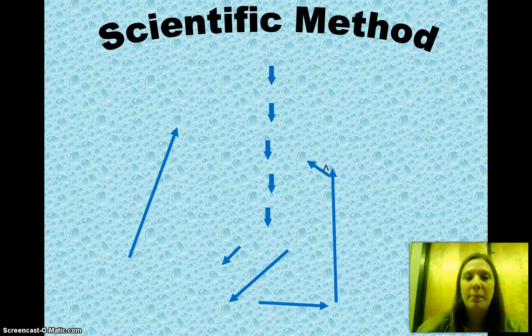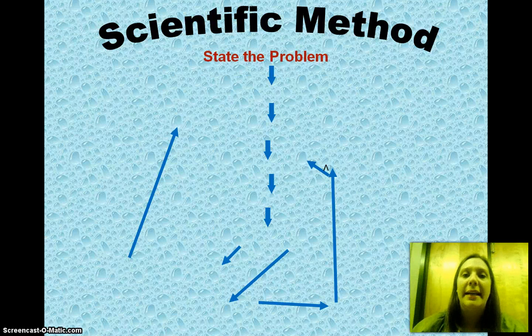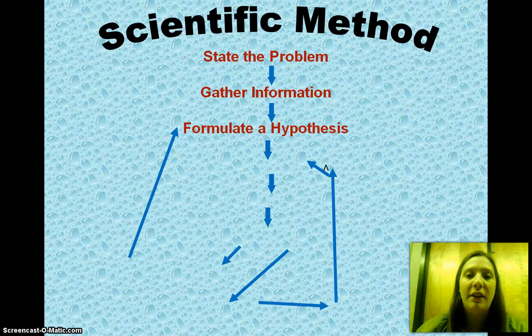The steps of the scientific method start by making some sort of observation and stating what the problem is or what your observation is. And then a good scientist gathers background information about that topic so that they can formulate a hypothesis, or an educated guess, to explain why that problem is occurring or explain that observation.